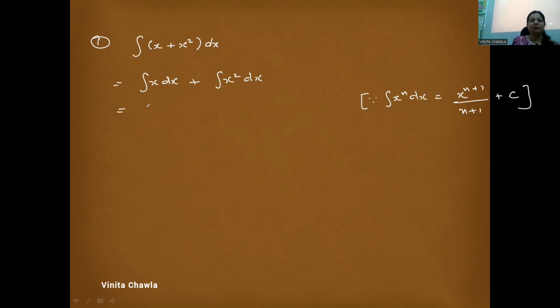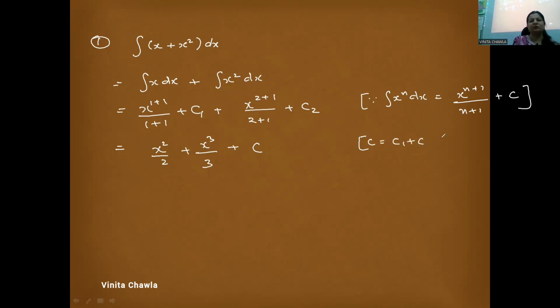Here we have n equal to 1. So it is x^(1+1) upon 1+1. Let the constant of integration for this particular integration be c1. And for this integration, let's take the constant of integration as c2. So it's x square upon 2 plus x cube upon 3, and here we have c1 plus c2. So we can write another constant of integration for this. So we can write c equal to c1 plus c2. Okay, this is the answer.